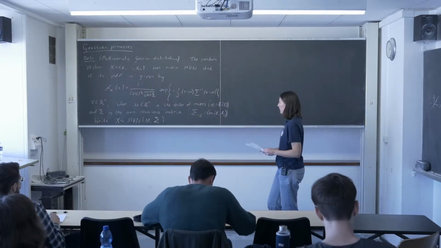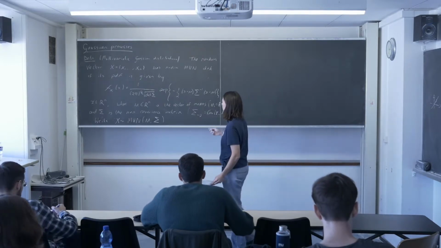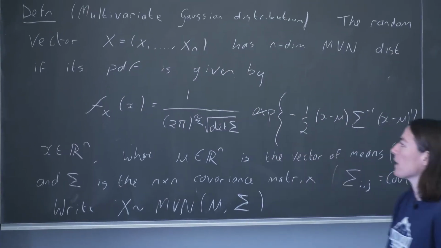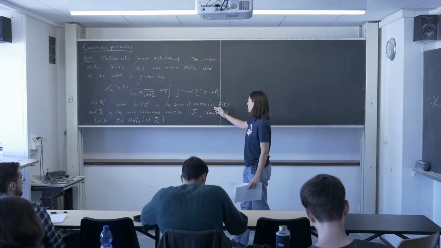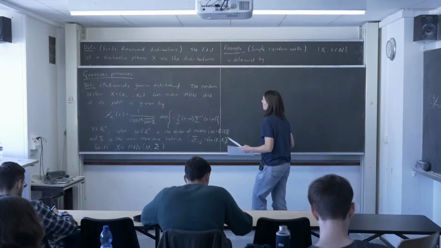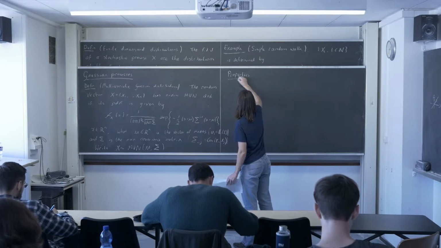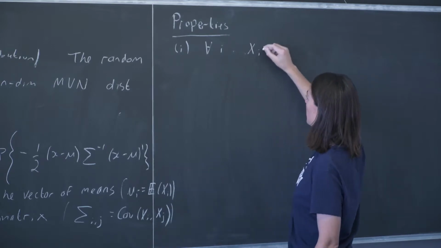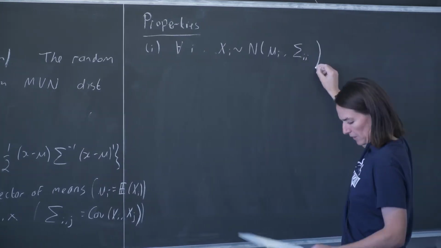So the first property is that if you just want to know what the distribution is of a single variable, so just say x1 or x3 or something like that, rather than the joint distribution, then it's a normal random variable with mean mu i and variance sigma i. So, properties. One is that for all i, xi is just a normal random variable with mean mu i and variance sigma i.